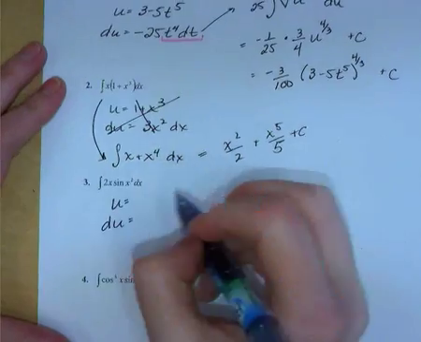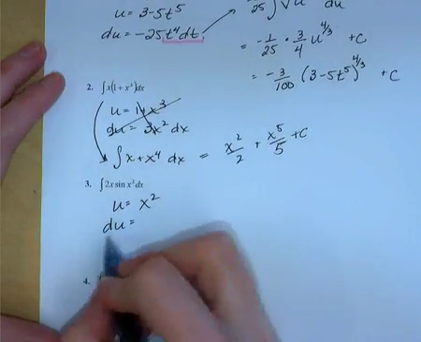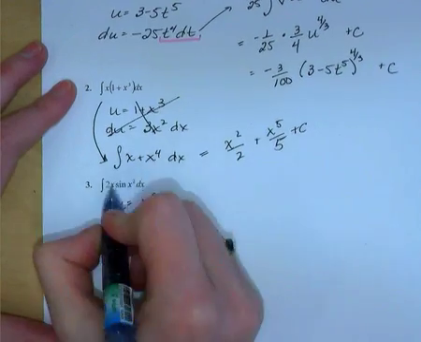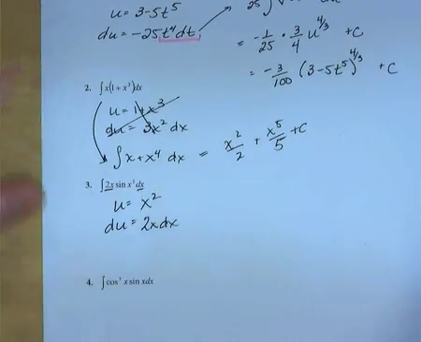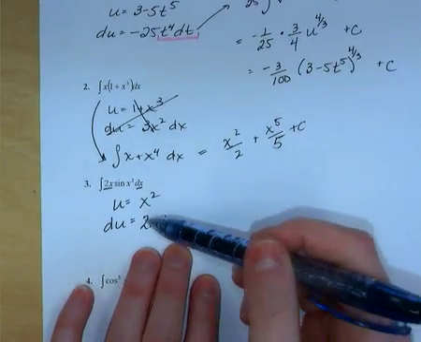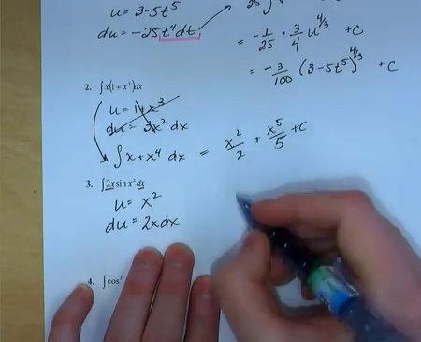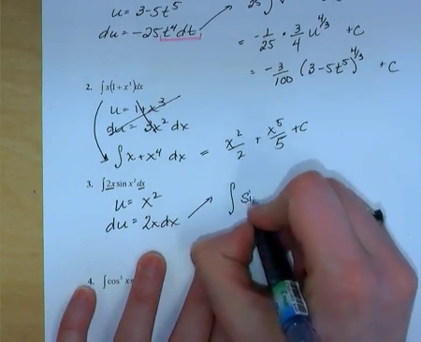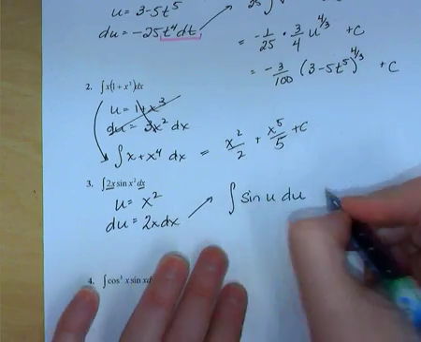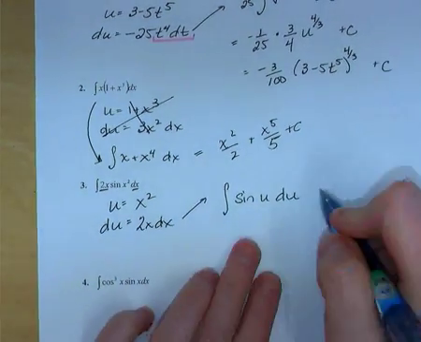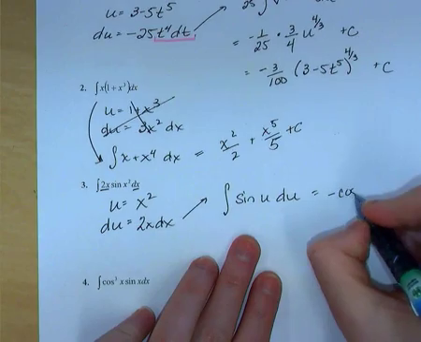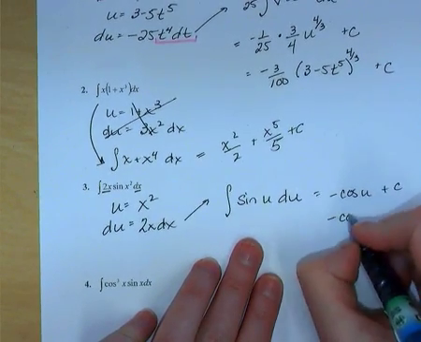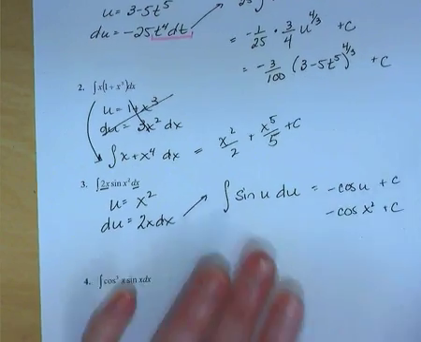What if I let u equal x squared? Then du would be 2x dx. And that's exactly what I have. I don't need a reciprocal out in front because I have that 2 there. So when I rewrite this, it's the integral of sine u du. I integrate, I get negative cosine u plus c, and then I just sub back in. And there you go.